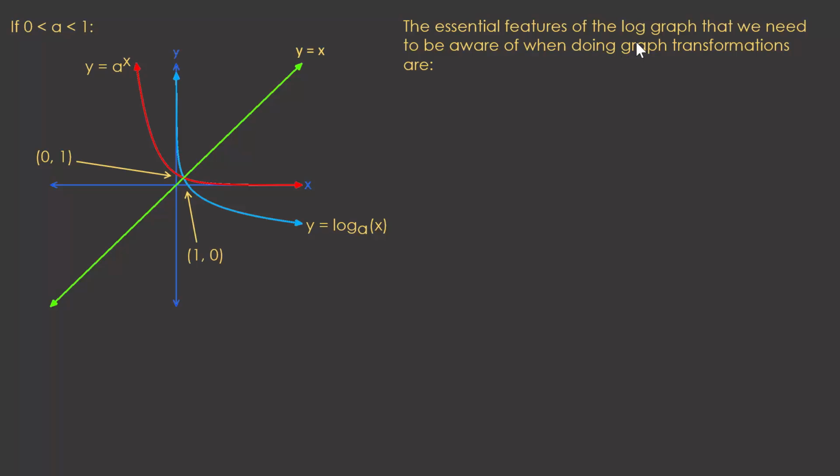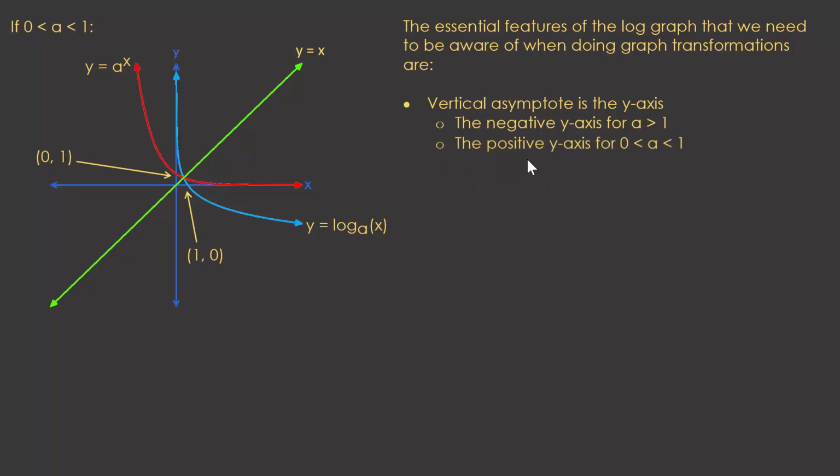The essential features of the log graph that we need to be aware of when doing graph transformations are: the vertical asymptote is the y-axis. Now that's the negative y-axis if a is greater than 1, and the positive y-axis if a is between 0 and 1. And we can see that over here, that the positive y-axis is the asymptote. And this, remember, was the case when a was between 0 and 1. The x-intercept is at (1, 0) in both cases.